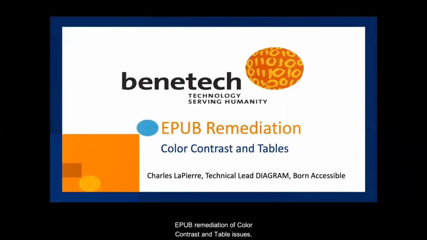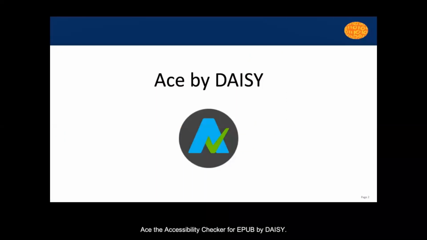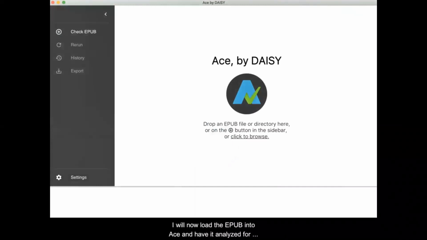EPUB remediation of color contrast and table issues. In this demonstration, I will be remediating any color contrast issues as well as addressing any accessibility issues with tables I find within an EPUB. The easiest way to check to see if there are any color contrast issues with an EPUB is to run the EPUB through ACE, the accessibility checker for EPUB by Daisy. ACE will report all color contrast issues present and where they were found within the EPUB. I will now load the EPUB into ACE and have it analyzed for all accessibility issues.